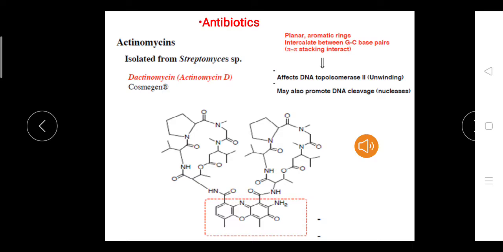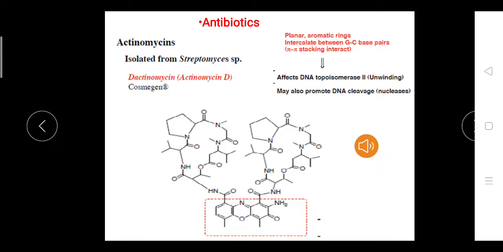Actinomycin binds non-covalently to the double strand of DNA. The planar aromatic ring phenoxazone intercalates between guanine and cytosine base pairs. Intercalate means insert between guanine and cytosine base pairs, and also peptide loops are responsible for the intercalation with the DNA base pairs.